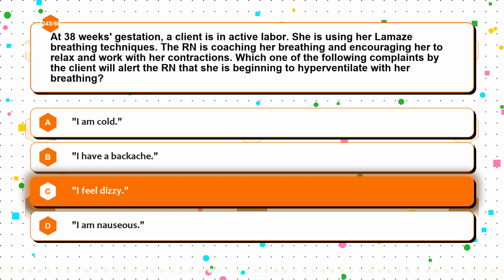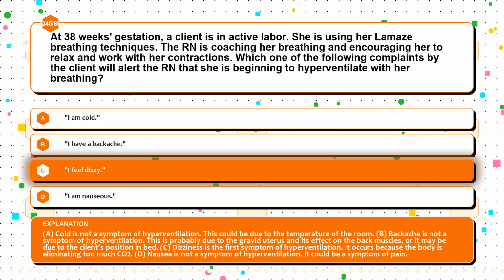The correct answer is option C, I feel dizzy. A. Cold is not a symptom of hyperventilation. This could be due to the temperature of the room. B. Backache is not a symptom of hyperventilation. This is probably due to the gravid uterus and its effect on the back muscles, or it may be due to the client's position in bed. C. Dizziness is the first symptom of hyperventilation. It occurs because the body is eliminating too much CO2. D. Nausea is not a symptom of hyperventilation. It could be a symptom of pain.